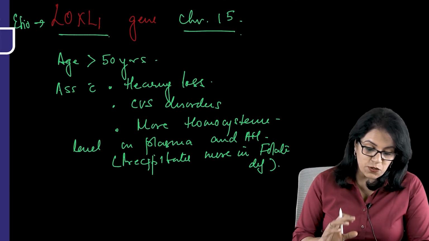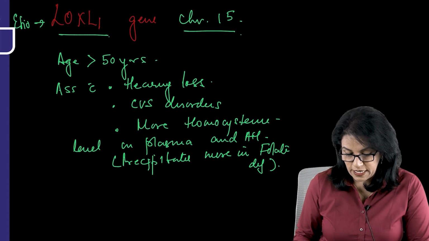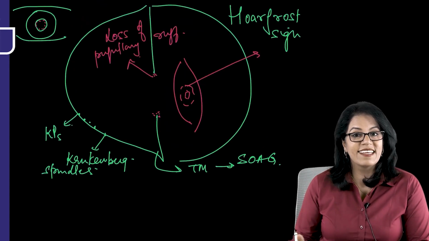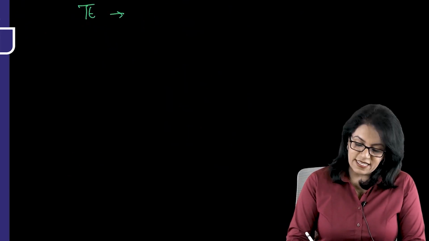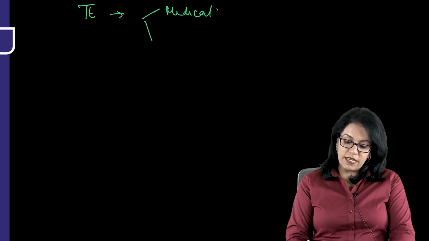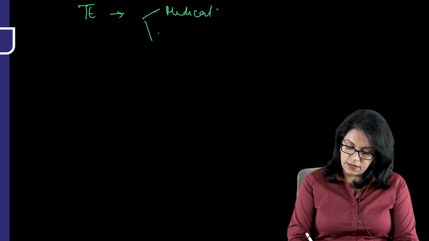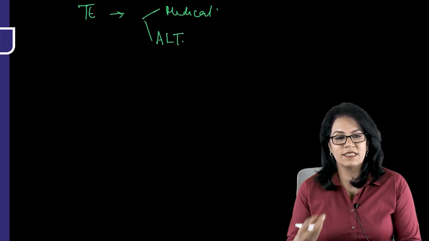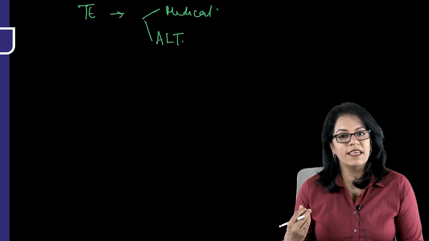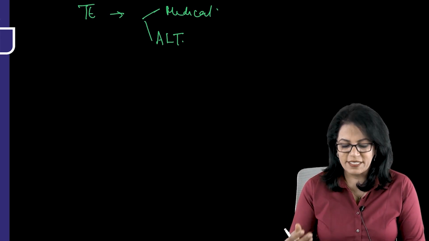Then once you know what the findings are, what problem it can cause, and why it happens, now how will we manage? It is almost the same way as pigmentary glaucoma. I will give the treatment as medical, anti-glaucoma drugs can be given, or very effective is argon laser trabeculoplasty. The main problem is in the trabecular meshwork. ALT is very effective. I'll talk about ALT shortly.